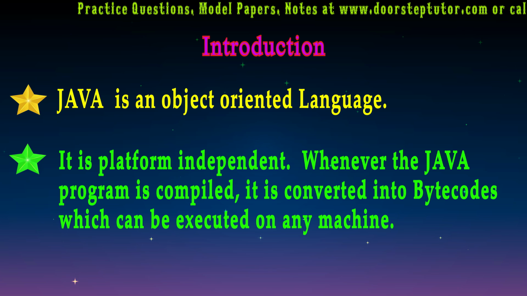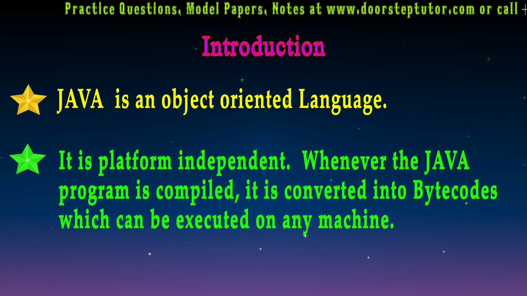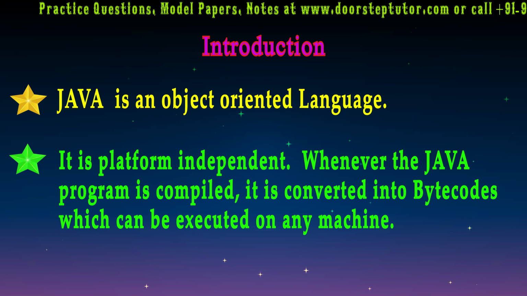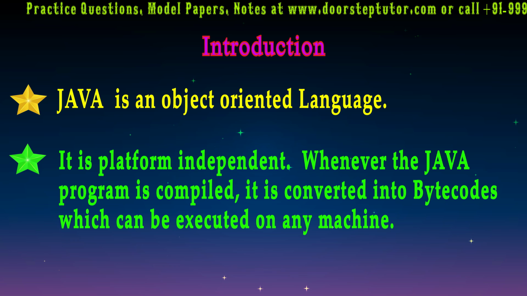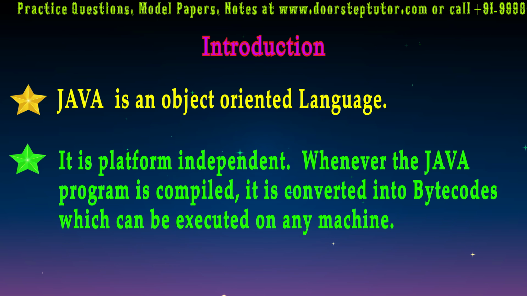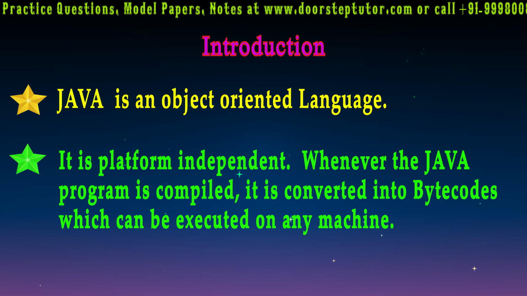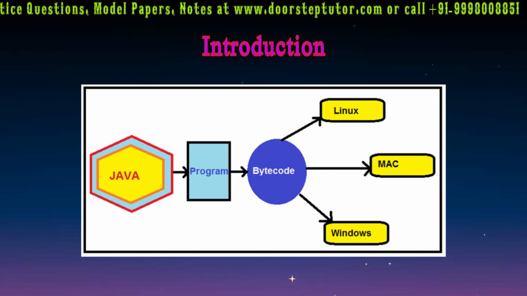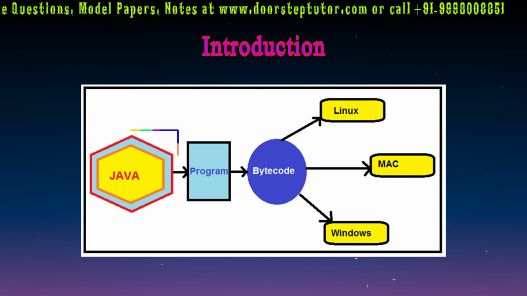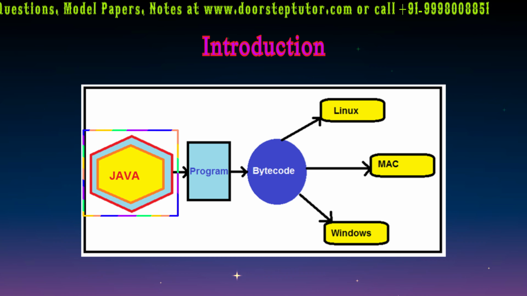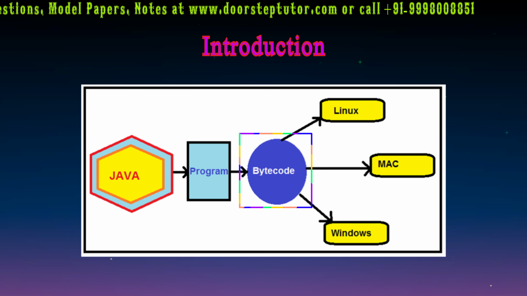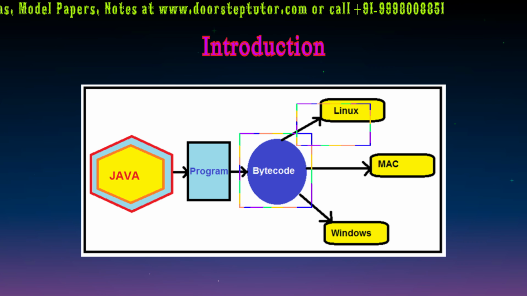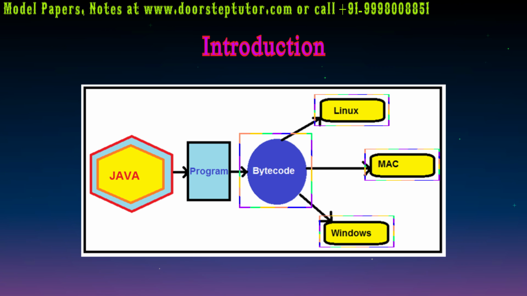So what is bytecode over here? Bytecode is the machine language of the Java Virtual Machine. It will be in a form so that any machine, any computer system can understand and execute the program. I have taken one simple example in diagram form. It means that if we create a Java program, it will finally be converted into bytecode and that bytecode can be run on any operating system like Linux, Mac and Windows, etc.